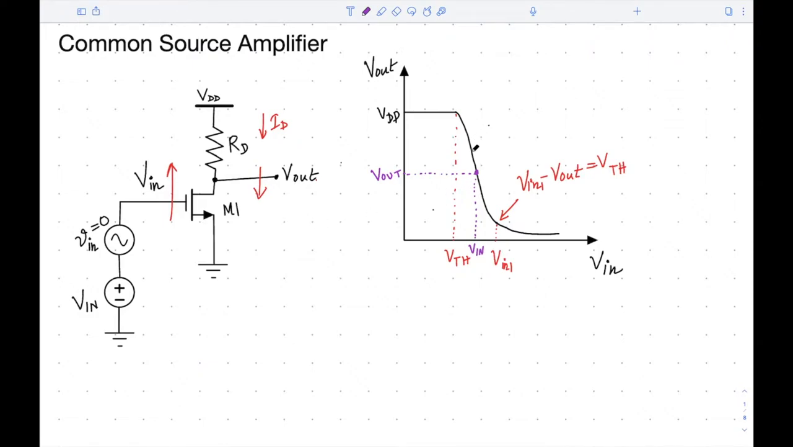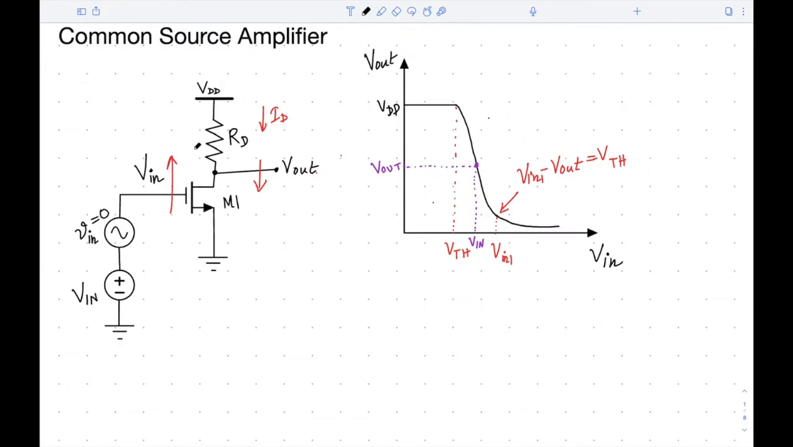So by finding the slope, we can find out the gain of this amplifier. So let's find out the slope of this line. We know that the slope of this line can be found out by differentiating. So I need to express V out in terms of V in. If I write V out in terms of V in, it is something like this.